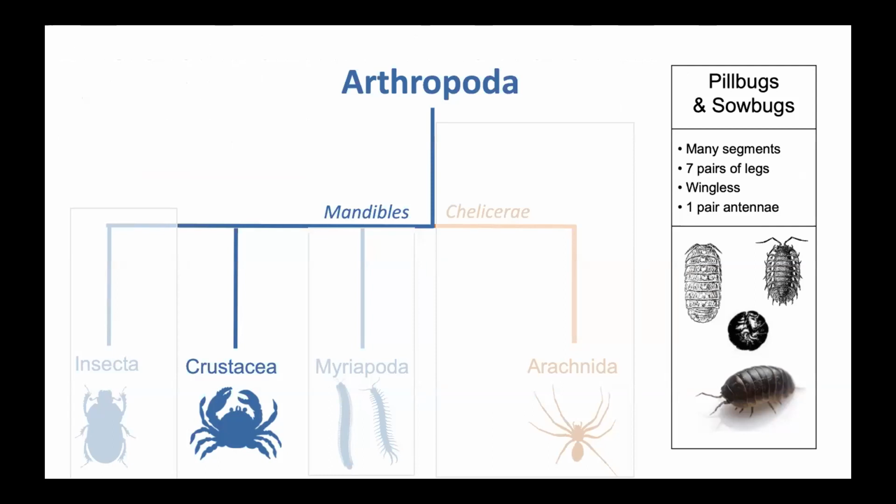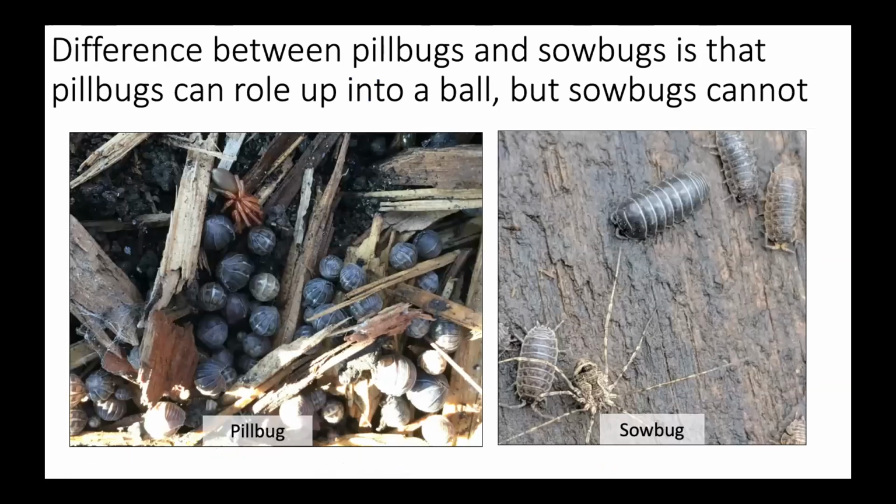But in the places you'll find millipedes, it's also common to find these woodlouse or pillbugs, whatever you want to call them. But they have many segments. They've got 7 pairs of legs. They are also wingless and have 1 pair of antennae. Pillbugs are the ones that roll up into a perfect little ball or pill, and sowbugs are the ones that don't roll up into a ball. If you look really closely, it's because they have these appendages that stick out at the end of their abdomen that prevents them from rolling up entirely.